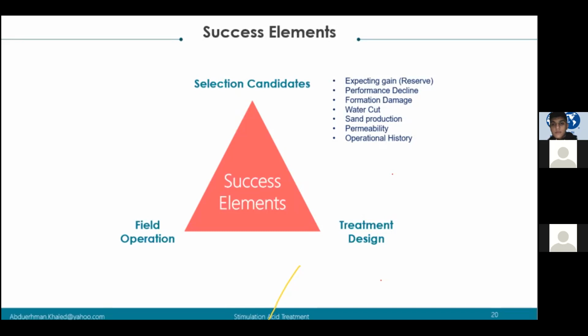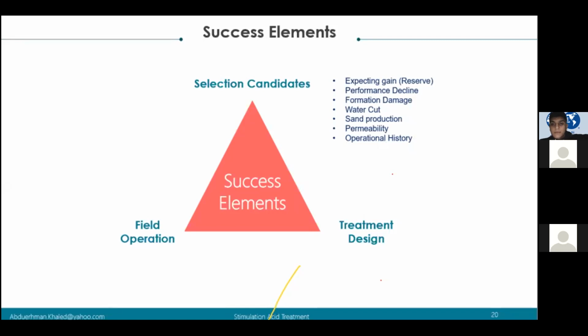Sometimes for the selection criteria, I wouldn't choose a well that has high water cut, because it's really difficult to control the acid movement, even though there are many techniques nowadays. It's really difficult to control the treatment in a specific interval. So that's why high water cut and high sand production are not a top priority in sandstone treatment. So this is the first element, the selection criteria.